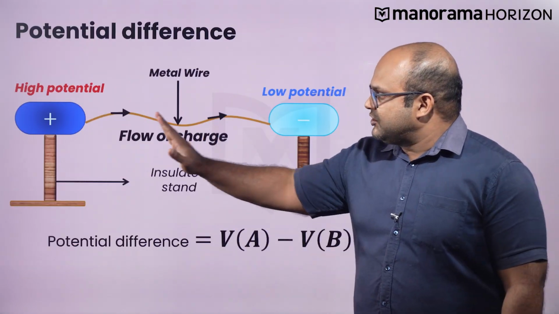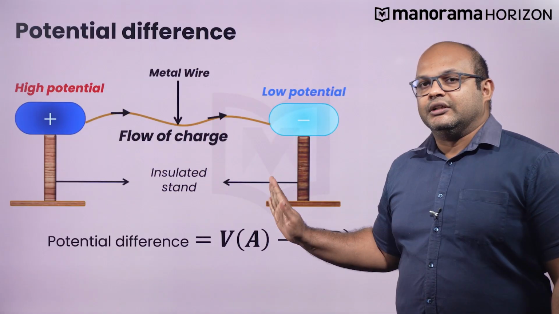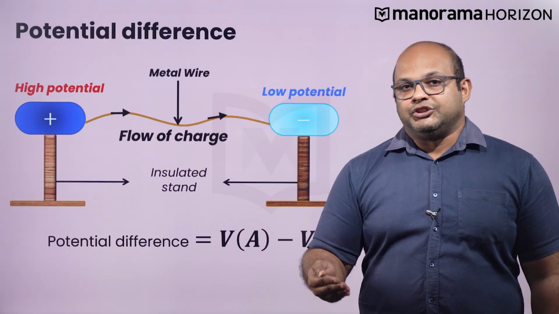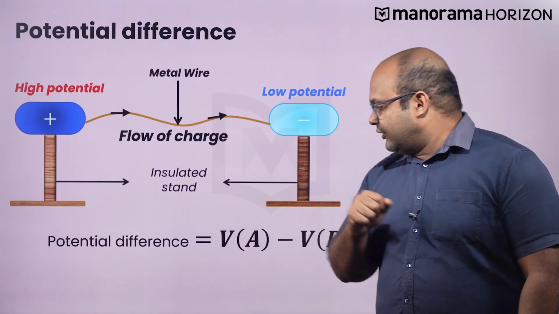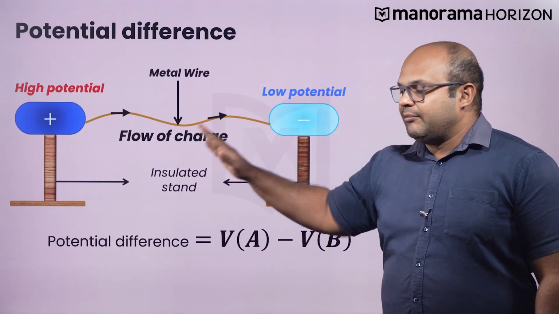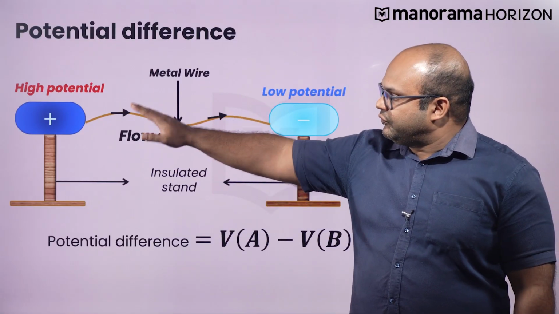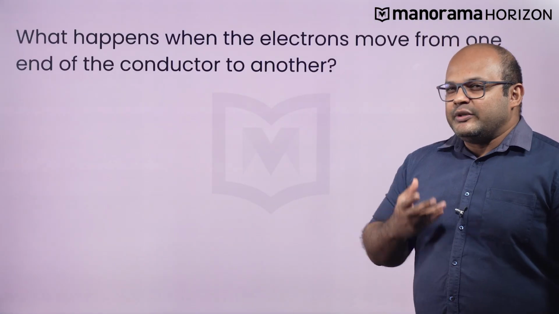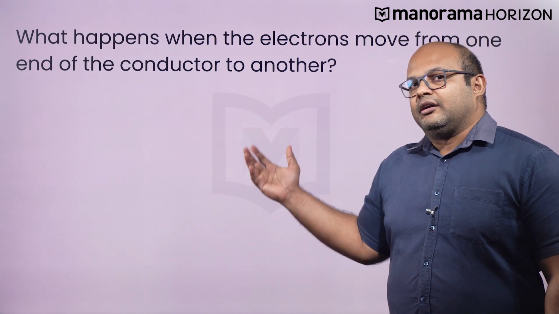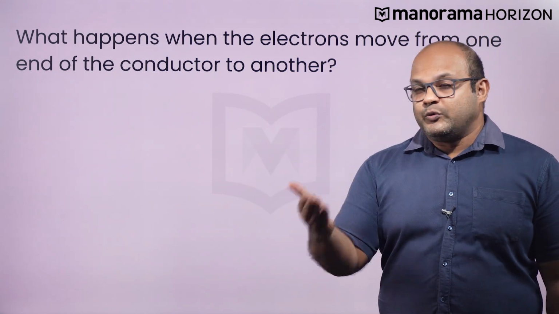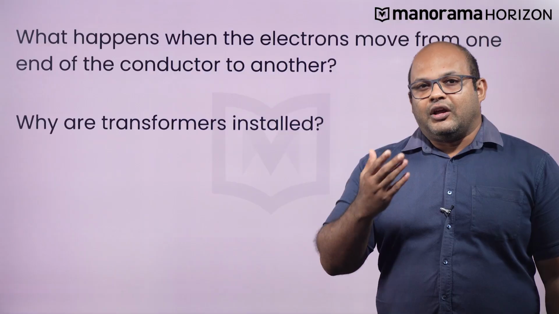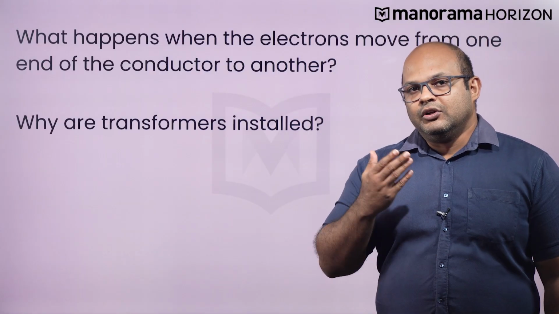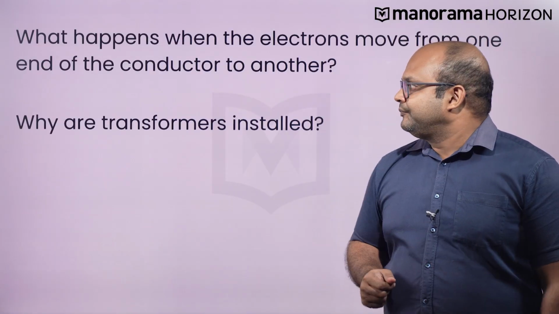So in moving the charges from this sphere to that sphere, there is a change in the potential, which we call potential difference, which is equal to VA minus VB, that is, the potential of sphere A minus the potential of sphere B. What happens to the electrons as they are moving through that conductor? That will tell us the answer to the next question: why are transformers installed? Let us investigate this a little further.